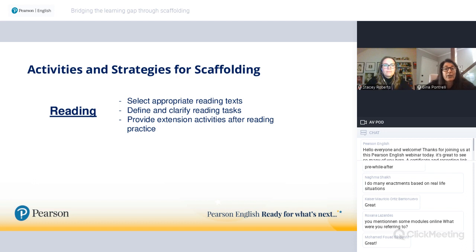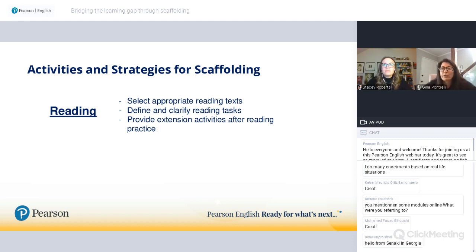And then finally, we should be providing extension activities after reading practice. This will help students apply what they've understood. You can ask them to write about a favorite character or scene from a piece of fiction, or replicate texts with their own examples like menus or advertisements, and encourage students to give their own opinions and share experiences.